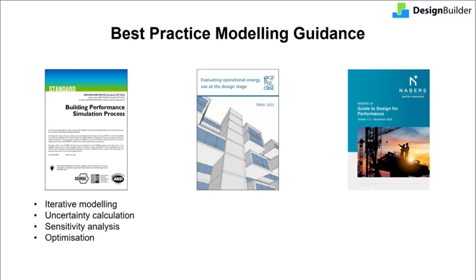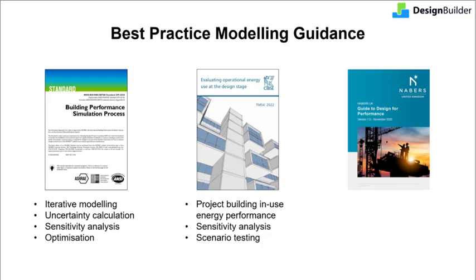Other documents such as TM54 or Neighbors Guide supplement and complement standard 209. TM54 provides guidance on projecting energy use during design stage and has similar modeling requirements. It specifically mentions that modelers should undertake sensitivity analysis and test for various scenarios, especially for minimizing risks when buildings are procured under energy performance contracts.